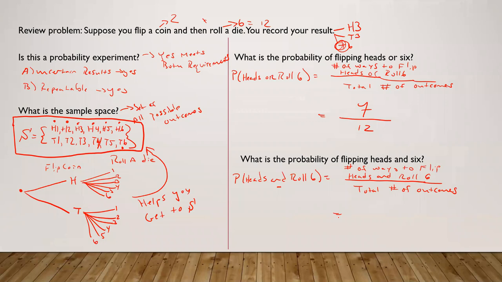Well, how many ways can you flip heads and roll a six? Yeah, this is the only outcome right here in this square. Here, this H6 is both a head and a six. So that's 1 divided by 12.